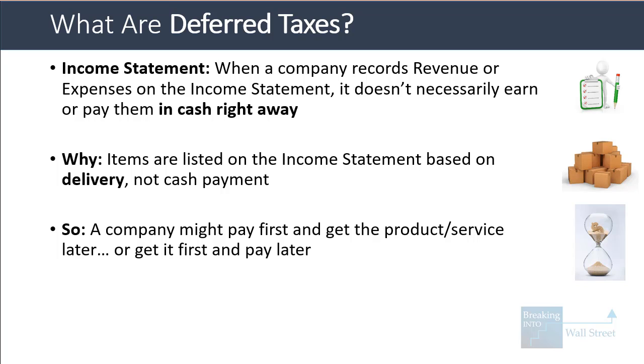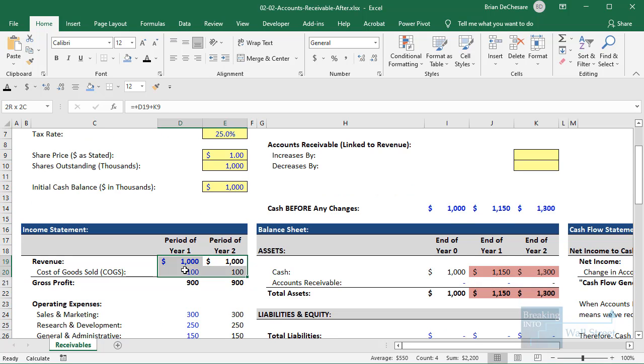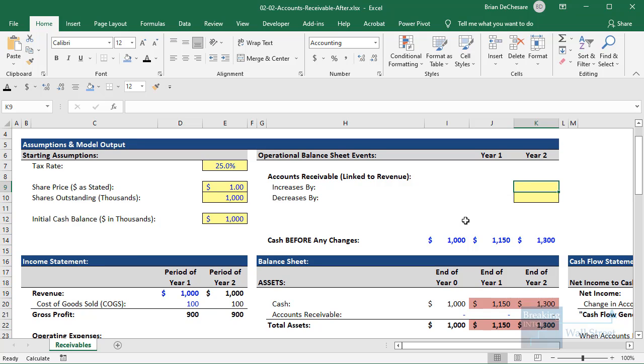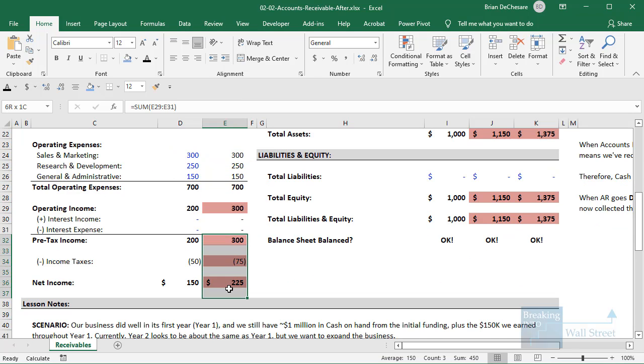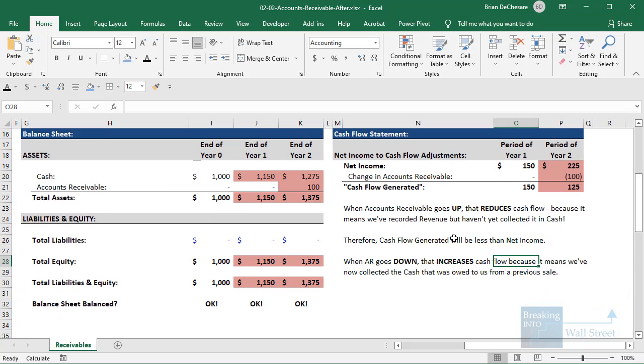A company could pay first and get the product or service later, or it could get the product or service first and then pay for it later. And if you're familiar with items like accounts receivable, you know how this works. If a company has $1,000 in revenue and then accounts receivable goes up by 100, let's say, yes, the company records an additional 100 in revenue on the income statement, and so its net income increases. But from a cash flow perspective, the company's cash flow is actually worse now because it hasn't actually earned that revenue in cash from the customer. It's delivered the product to the customer, but the customer has not submitted cash payment. And so the cash flow is actually worse because we have to deduct this 100 that they have not yet received.